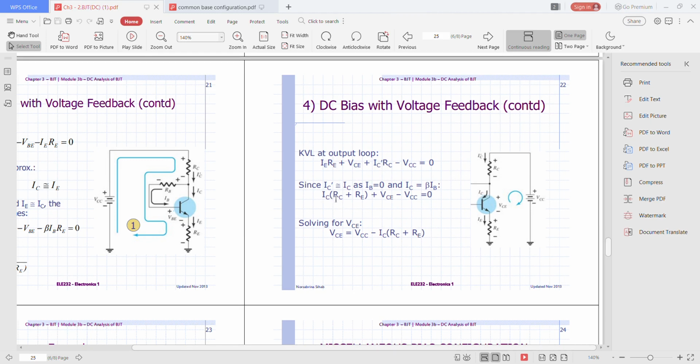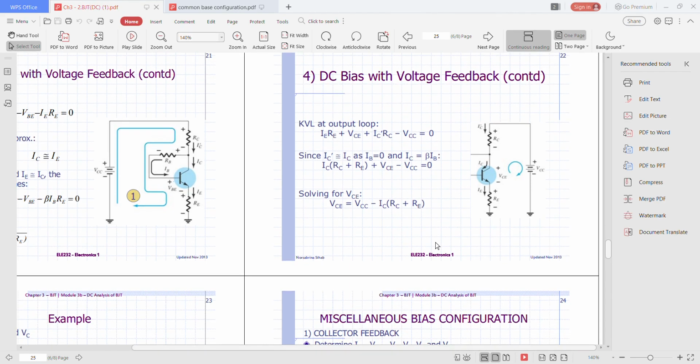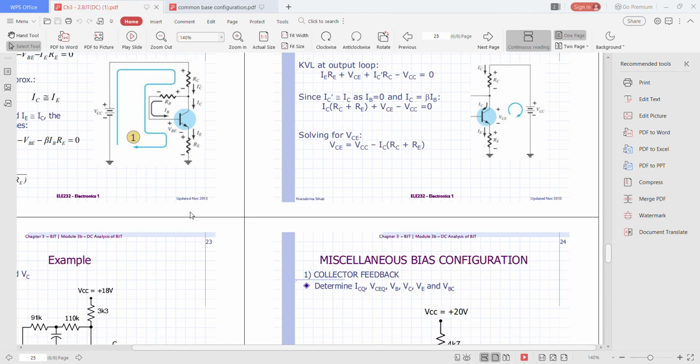Since I'C is approximately IC, and IC equals beta IB, the equation becomes IC in bracket RC plus RE plus VCE minus VCC equals 0. Solving for VCE, remain VCE and move all the others to the other side. You will get VCE equals VCC minus IC multiplied by in bracket RC plus RE. So that is the DC bias voltage feedback analysis.